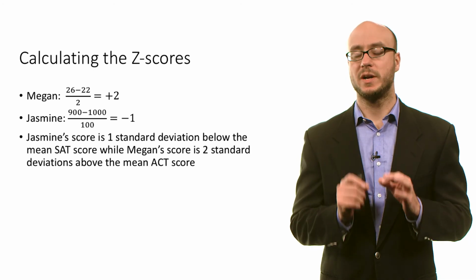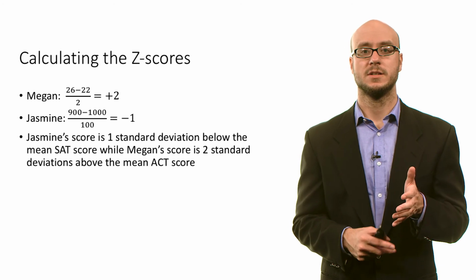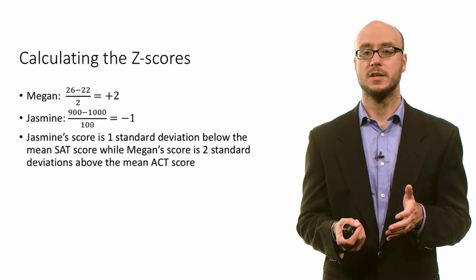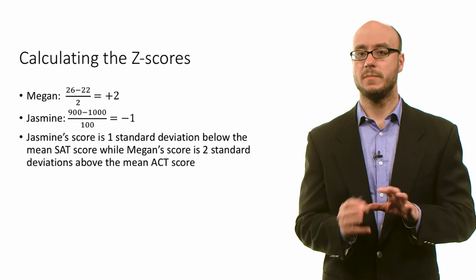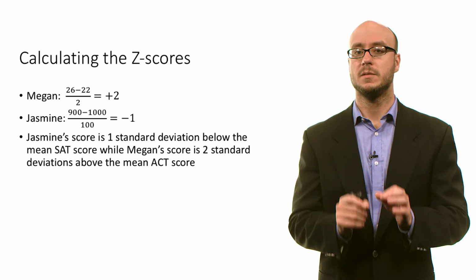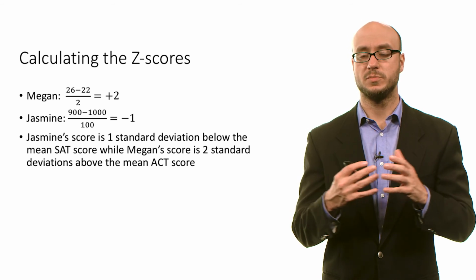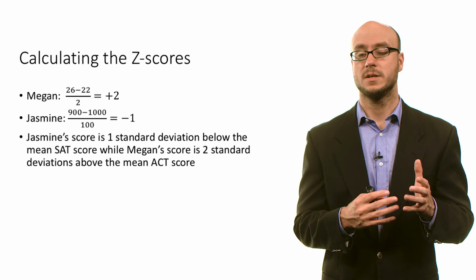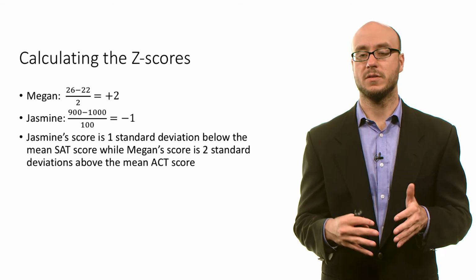And we wouldn't know this by just looking at the raw scores. Megan's raw score is 26, Jasmine's raw score is 900. So just looking at the raw scores, you might think that Jasmine did leaps and bounds better than Megan. But that's misleading because Jasmine's score is based on a different distribution of data than Megan's score. And these different distributions have different standard deviations and different means.